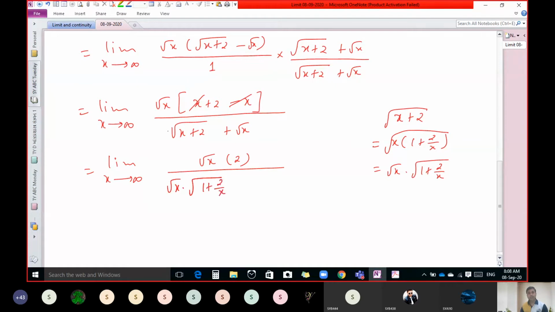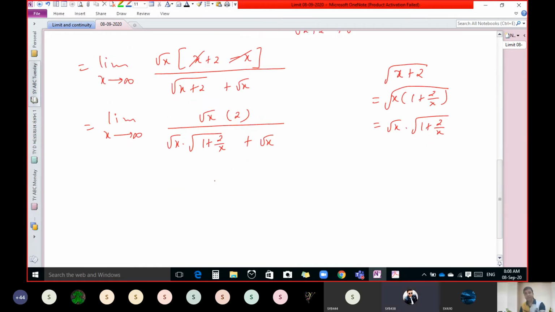Once again, see, it is only for this particular part, root x plus 2. So taking x common, we get 1 plus 2 upon x, and you can take the rule root a into root b is root of ab, or you can write root of ab is equal to root a into root b, plus this root x as it is. Any problem up to this? No, sir. Okay.